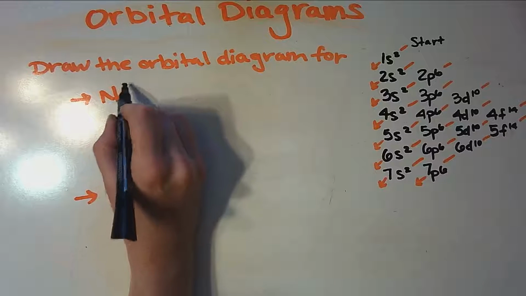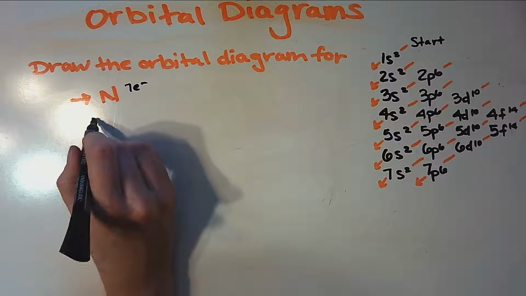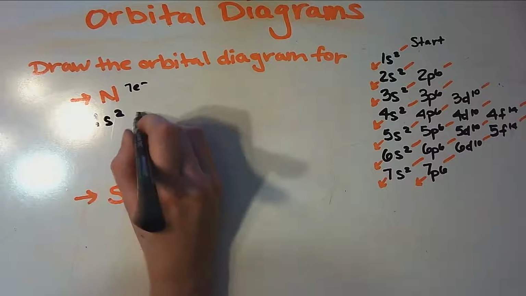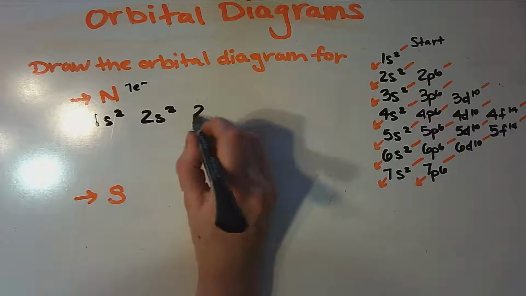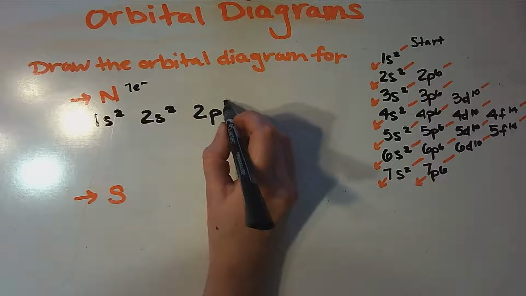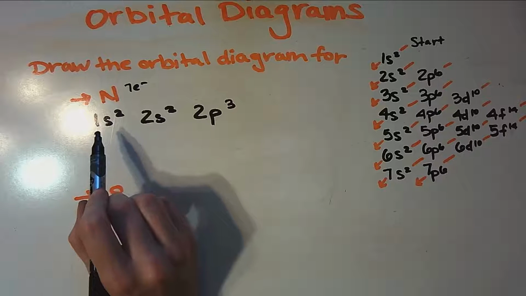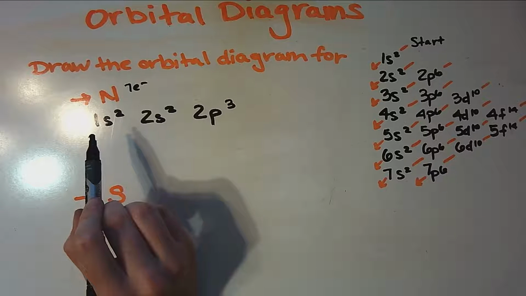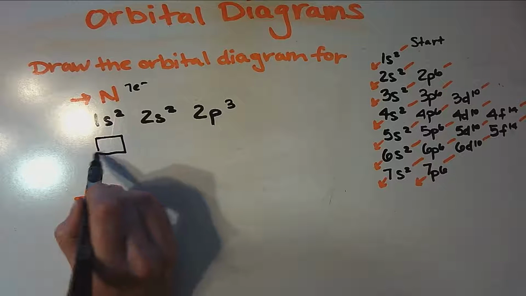So nitrogen has 7 electrons. So nitrogen's electron configuration is 1s2, 2s2, 2p3. Now when I'm doing an orbital diagram, I'm going to remember that s sublevels only have one orbital. So if it has one orbital, it only gets one box. I'm going to at least get my boxes first.